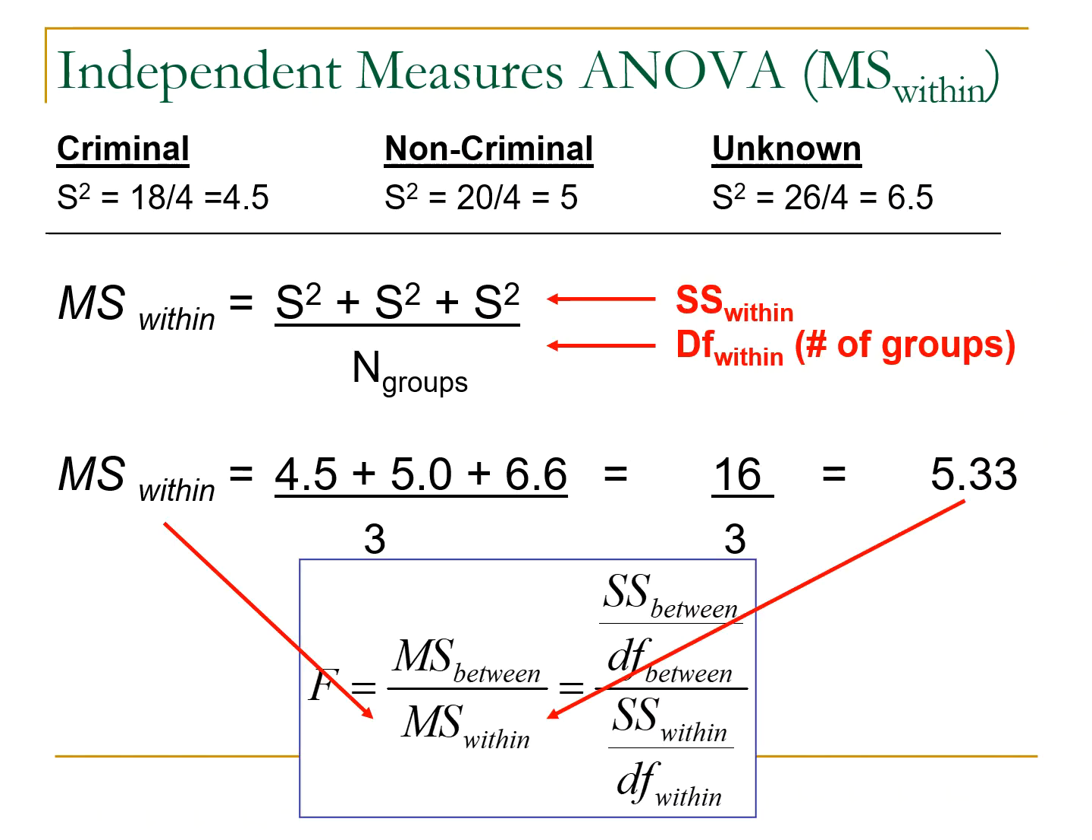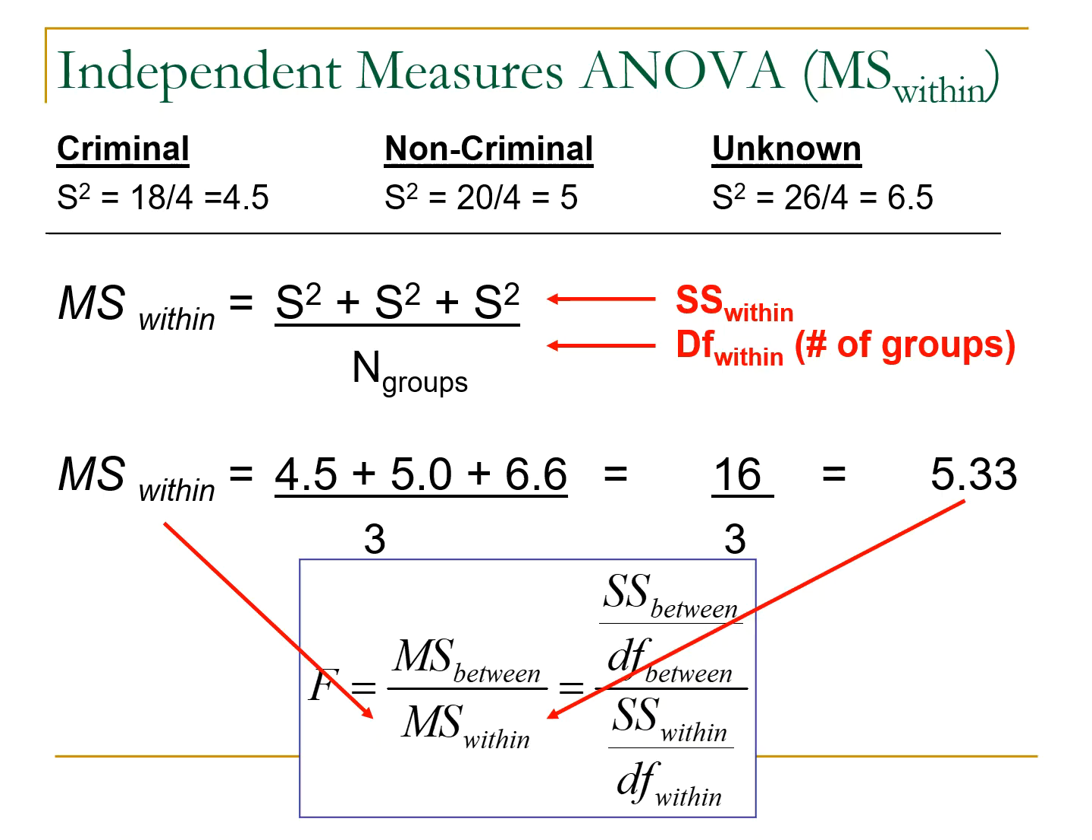So again, our MS squares within is we're simply adding those numbers together divided by the number of groups. So 4.5 plus 5 plus 6.6 is 16, rounded. And then we're going to divide that by 3. It becomes 5.33. We now have the bottom of our equation. That is the value that represents the total variance within all of these groups.